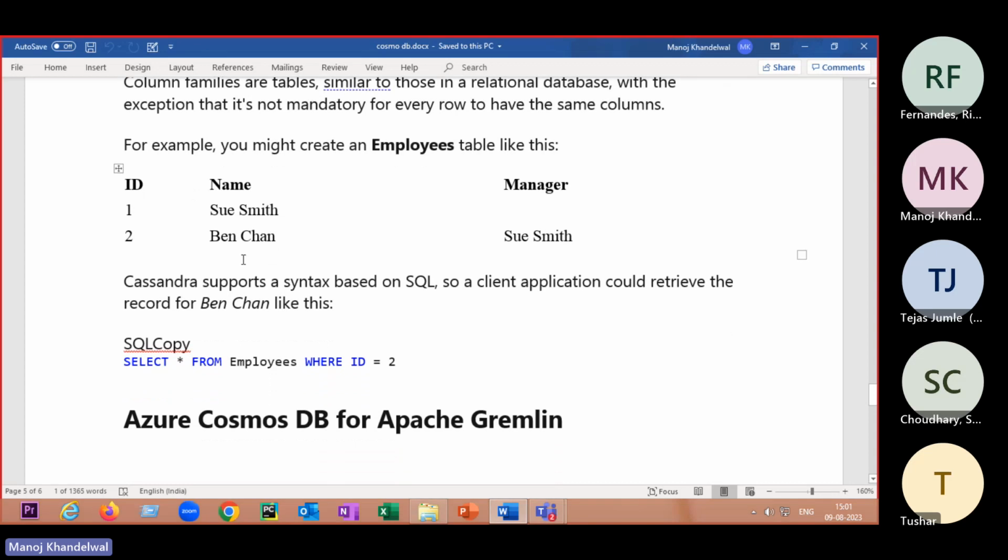Here again, Cassandra supports a syntax based on SQL. So a client application could retrieve the record for Ben Chan like this. You say select star from employee where ID equal to 2. So it retrieves the record.